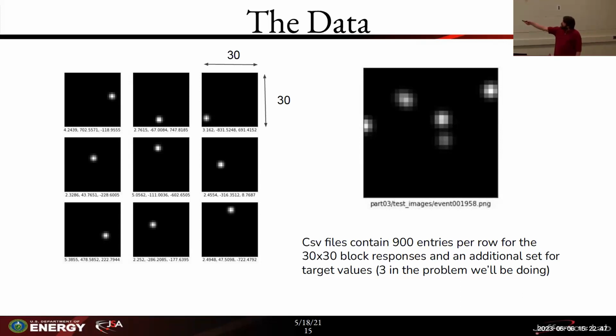So the 30 by 30 has individual clusters. These are nice, beautiful, round Gaussian clusters. Can I do it without machine learning? Yes. Am I going to? No. And each one of them contains 3 values of interest: the center of the cluster and the energy deposited. I think in this case, it's energy deposited in arbitrary units, doesn't matter, and the centroid of the cluster.